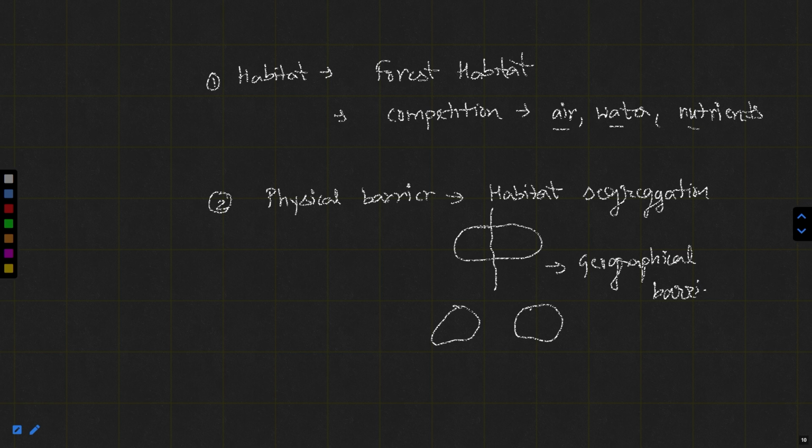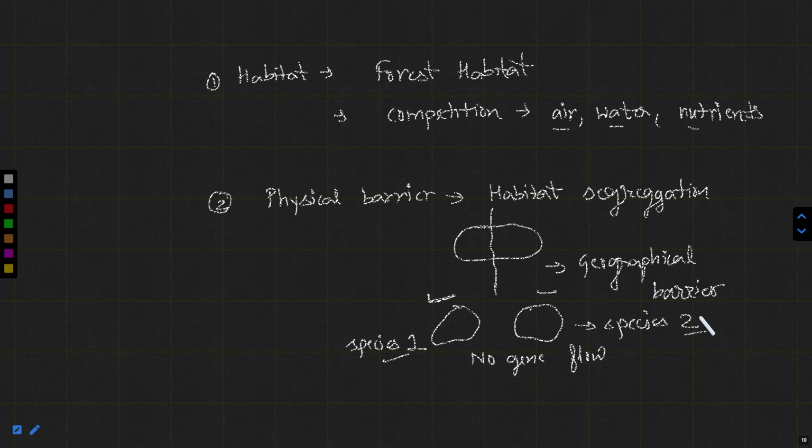Now these two are geographically isolated and there is no gene flow. And then this will become one species, this is species 1 and this is species 2. So variations will accumulate, and then this variation will accumulate and it will form a new species. Clear?